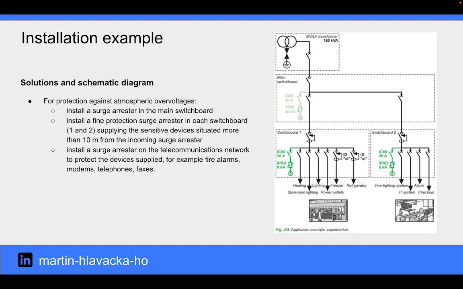For protection against atmospheric voltages, a surge arrestor is installed in the main switchboard. A fine protection surge arrestor is installed in each switchboard supplying the sensitive devices situated more than 10 meters from the incoming surge arrestor. And a surge arrestor is installed on the telecommunication network to protect the devices supplied, for example, fire alarms, modems, telephones, and faxes.